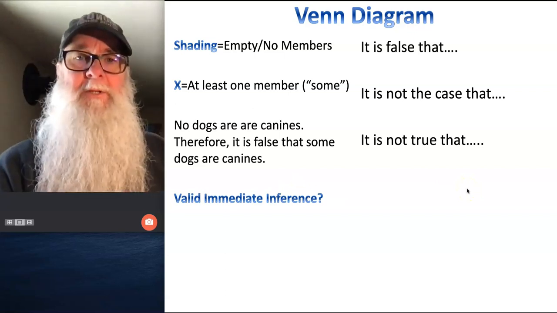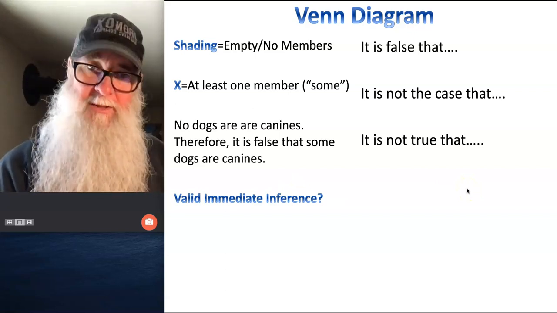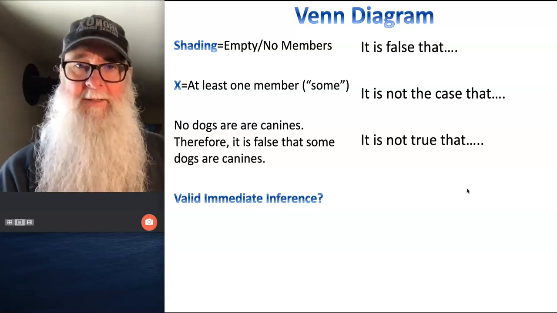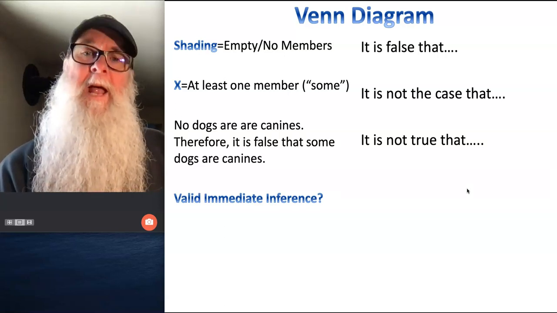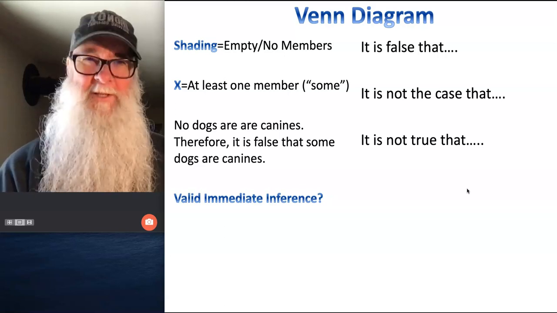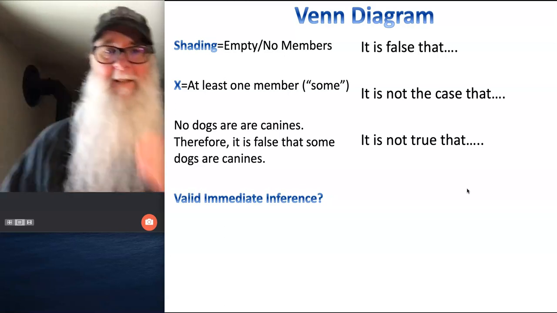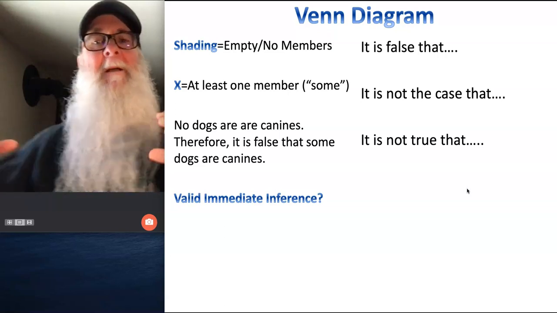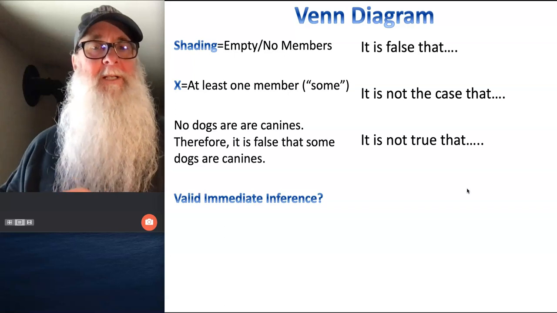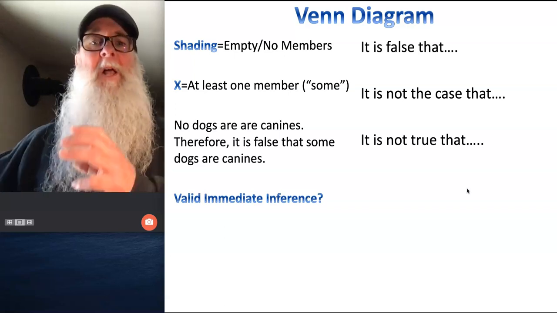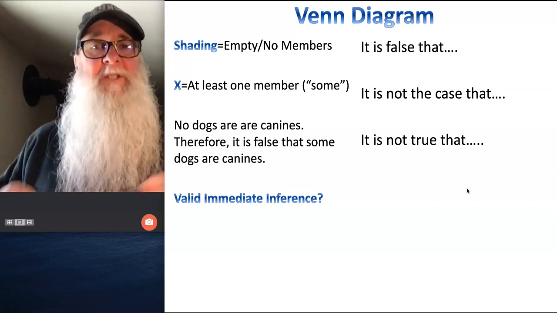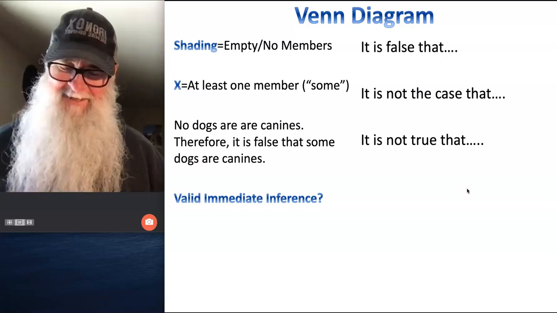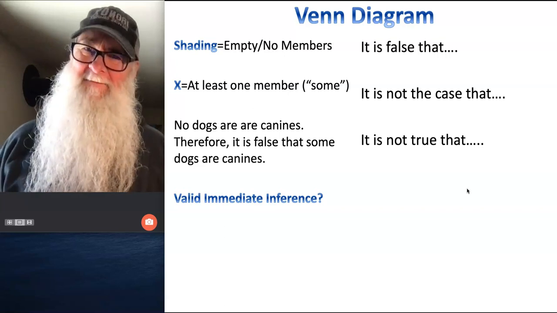So let's take a look at an argument. No dogs are canines, therefore it is false that some dogs are canines. Okay, so my premise is offered as a true statement, and the conclusion is offered as a false statement. Okay, now what does that mean? It means that the claim of the conclusion is that because the premise, no dogs are canines, is a true statement, it has to be true that it's false that some dogs are canines. Okay? It has to be true that it's false.